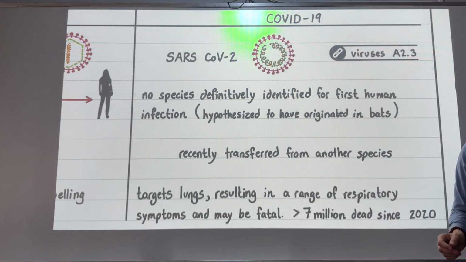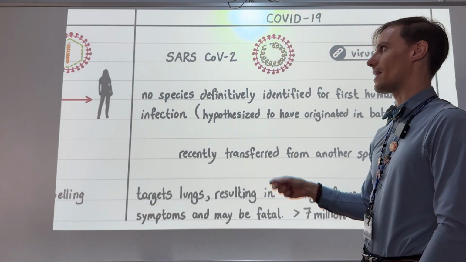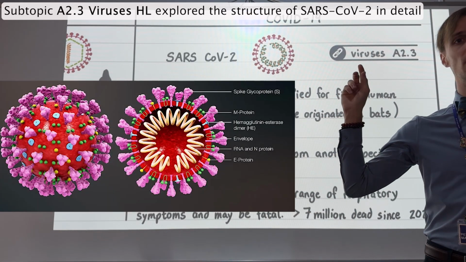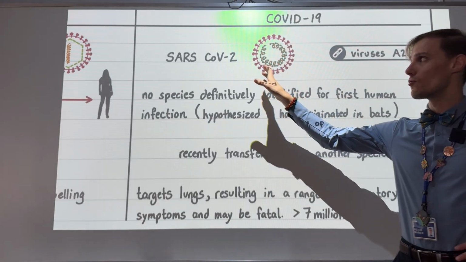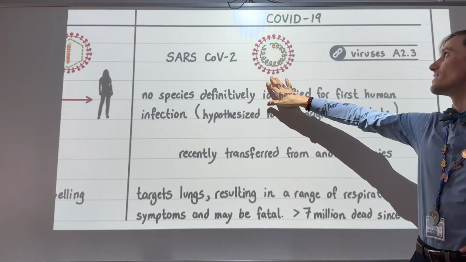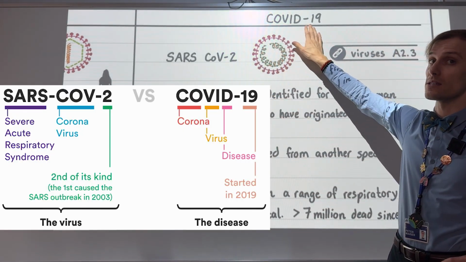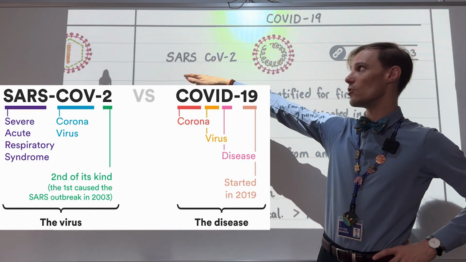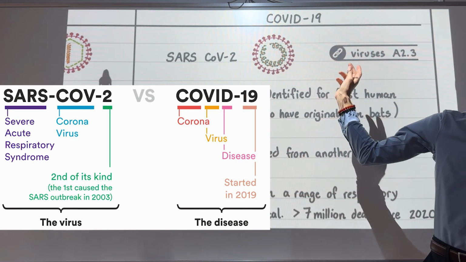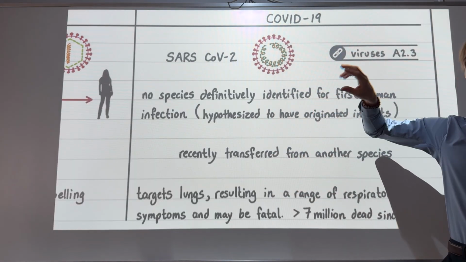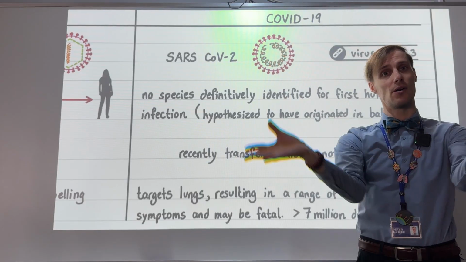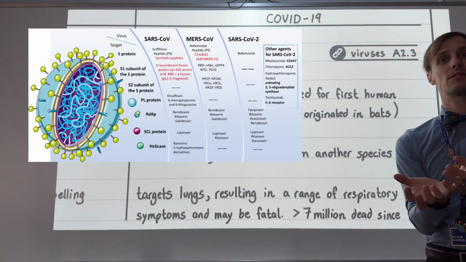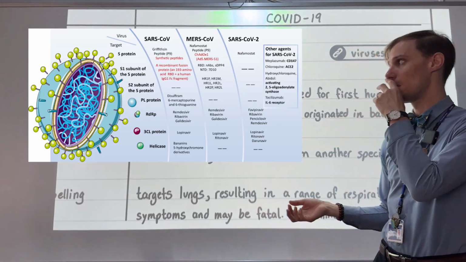And then finally, a virus that I don't think requires any introduction, and that being the SARS-CoV-2 virus. So we've explored this virus in HL, in the virus subtopic, but for the record, the name of this virus is not COVID-19. COVID-19 is the disease. The name of the virus is SARS-CoV-2, or Severe Acute Respiratory Syndrome Coronavirus 2. So again, coronavirus comes from the fact that it has a corona, or a crown of glycoproteins surrounding it. And coronaviruses are almost like a group of viruses. There are many different kinds of coronaviruses.